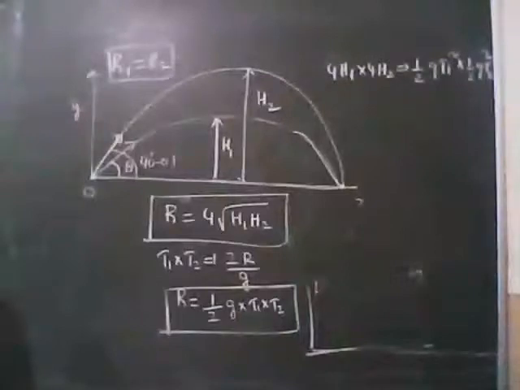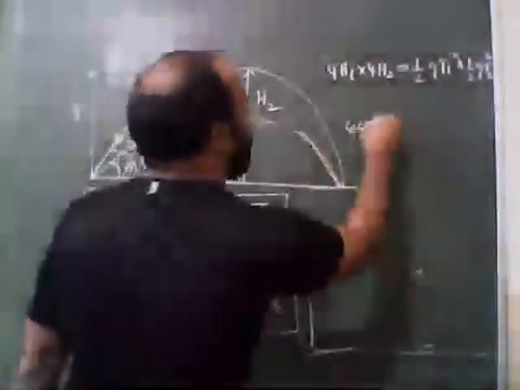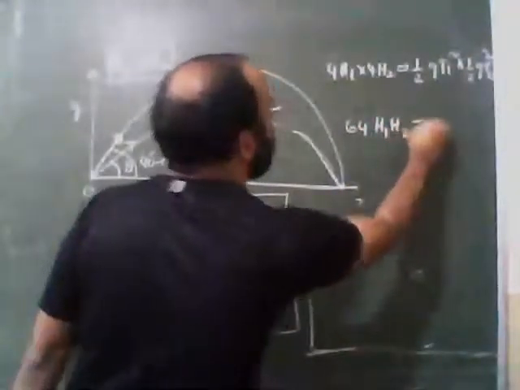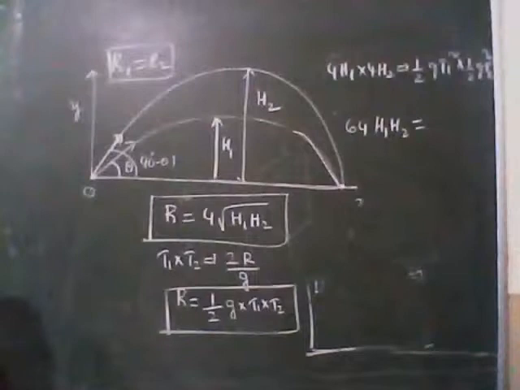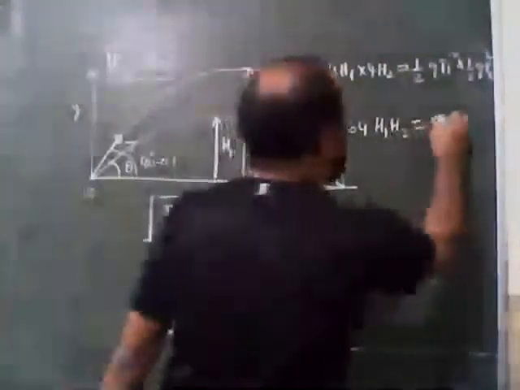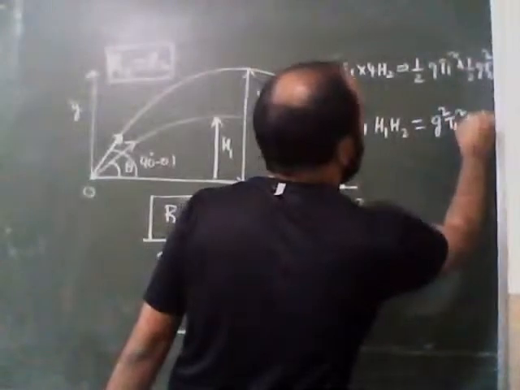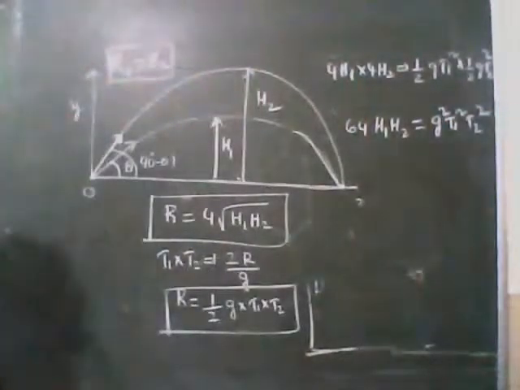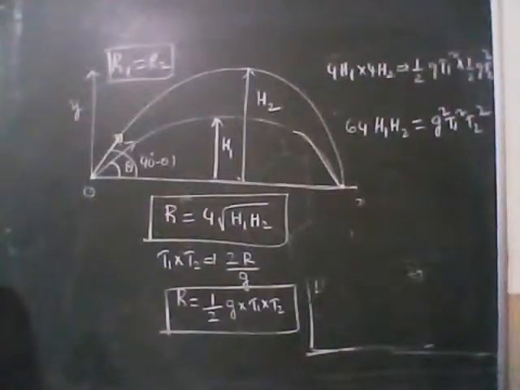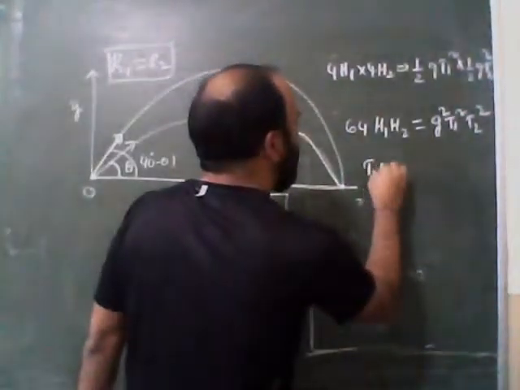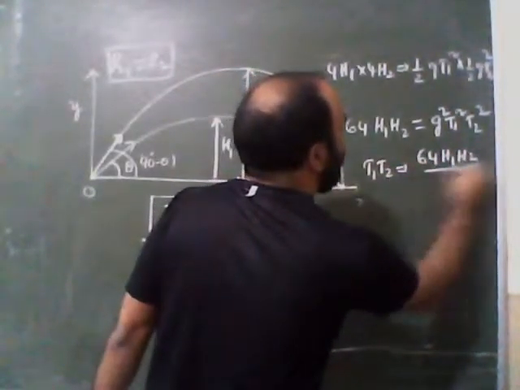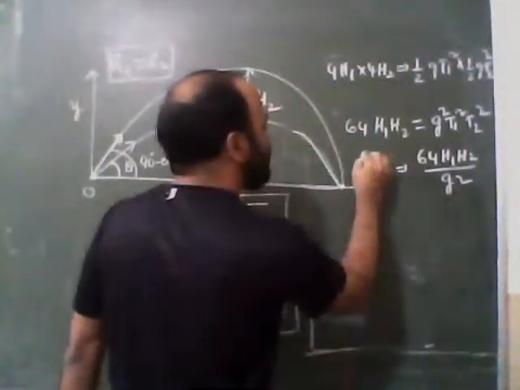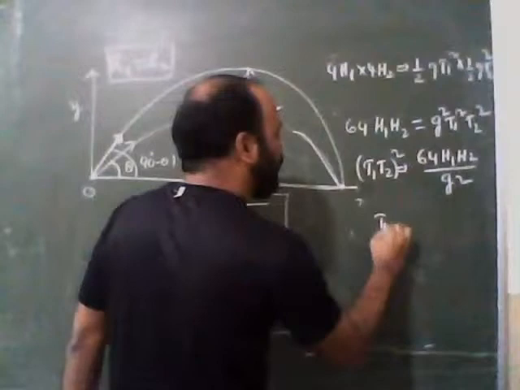If you take 64 times h1 and h2, that is equal to g square into t1 square into t2 square. If they ask what is the relation between t1 and t2, the product of times, they will ask. So t1 into t2 whole square equals 64 h1 h2 by g square. So we want t1 into t2.